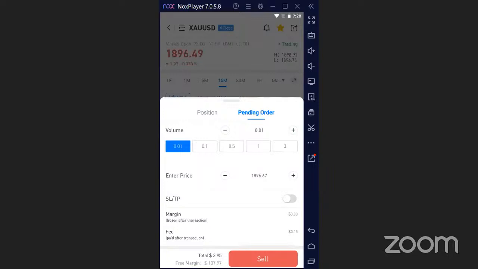Okay, so in the forex market, the most interesting part about forex is our forex analysis. The most interesting part of our trading is the forex analysis.